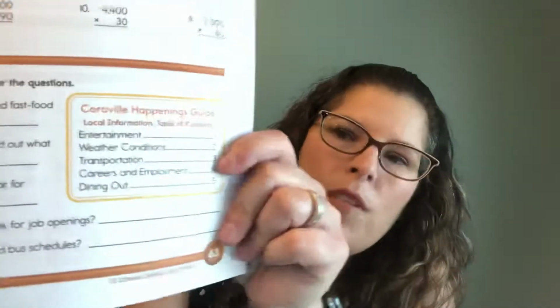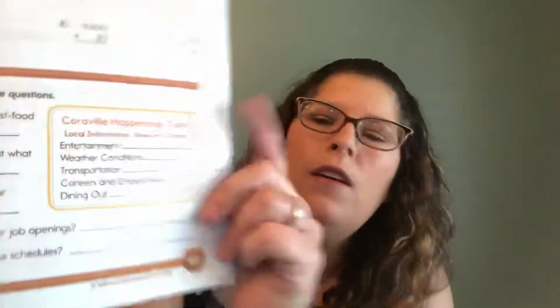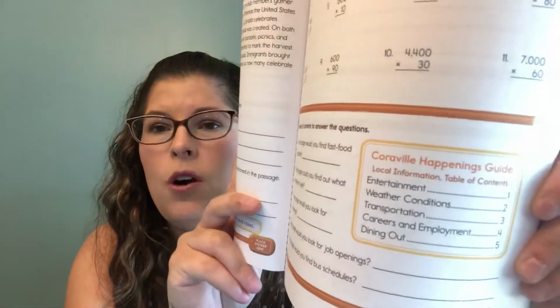So here you're going to be looking at the Coralville Happenings Guide. So this is a nonfiction piece of work. You're going to be getting information. Again, guys, looking at the title of any text feature you see, whether it's a graph or a chart or a table of contents or a glossary or a picture, it is always important to be able to find what they're talking about so you know what you're looking for. So the Coralville Happenings Guide, local information and table of contents.